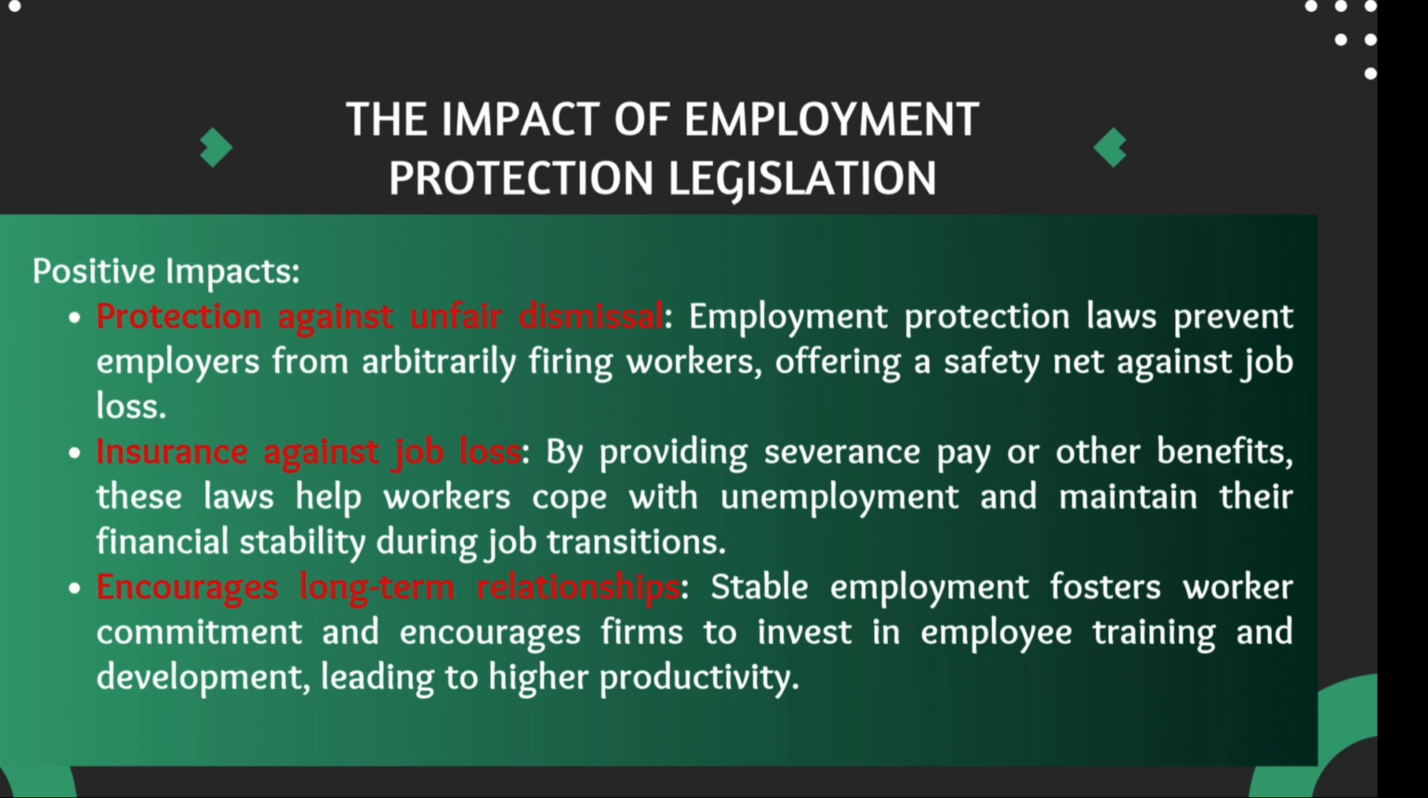Protection against unfair dismissal. Employment protection laws prevent employers from arbitrarily firing workers, offering a safety net against job loss. Next, insurance against job loss. By providing severance pay or other benefits, the laws help workers cope with unemployment and maintain their financial stability during job transition.